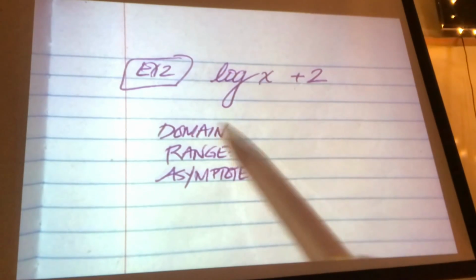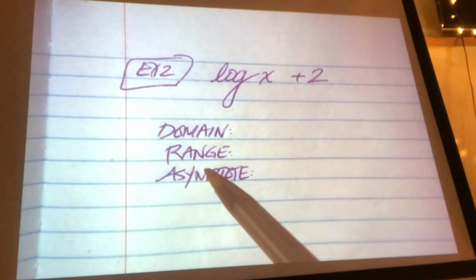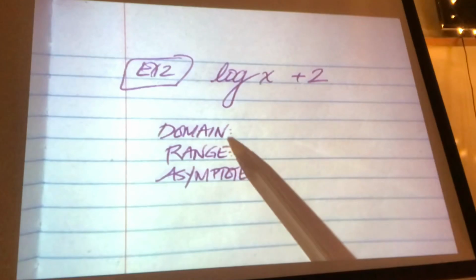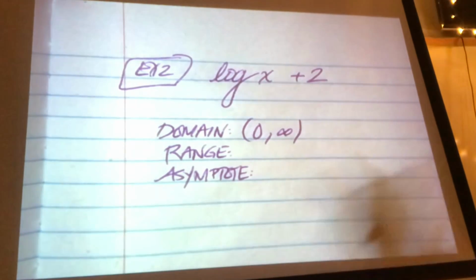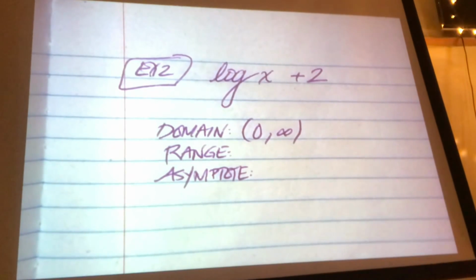So you should be able to still tell me the domain and range and the asymptote. When you graph this, what is the domain? Angel? Why is it still 0 to infinity? Did it move left and right? So the domain's not going to change, is it? When is the domain going to change? If there's a shift inside the argument.